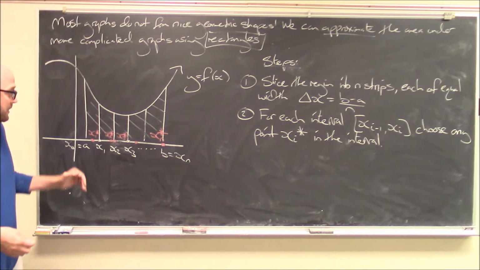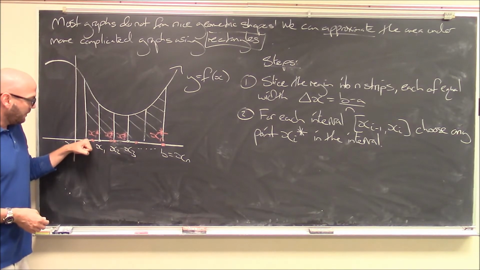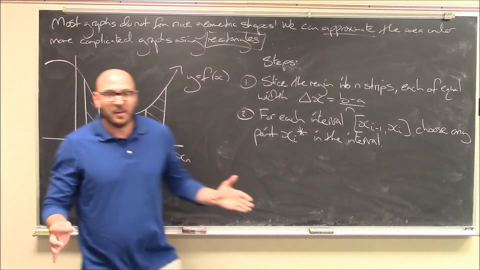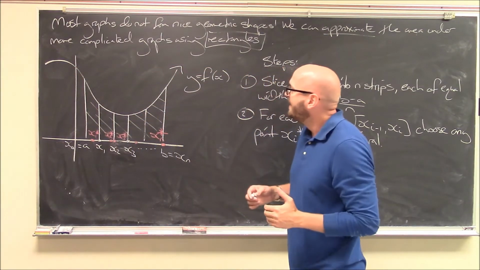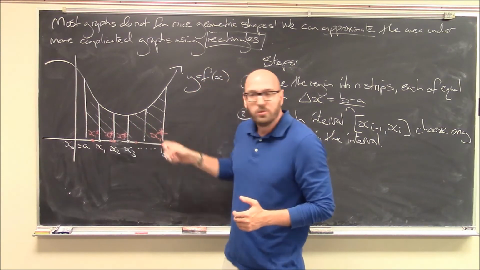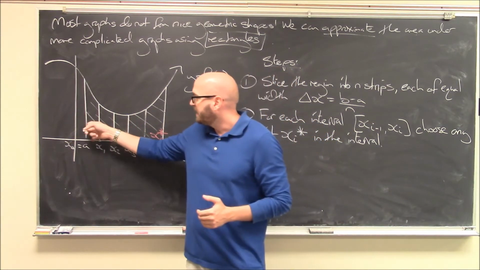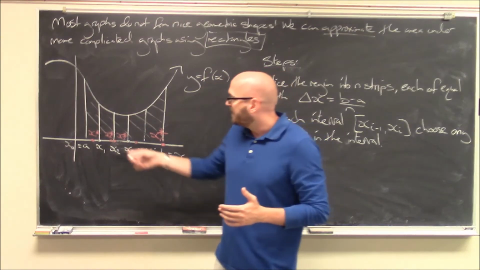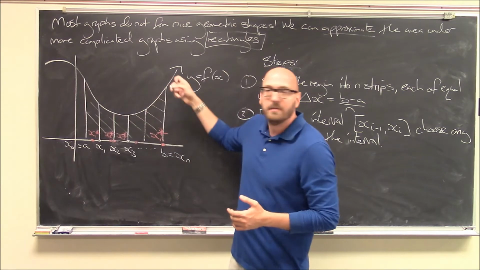All right, still haven't done anything too fancy. We're just choosing points in each interval. And how does any of this help us? Well, the idea is I want to find the area of all of these strips and then add them together. If I add them all together, that will give me the area of the whole thing.